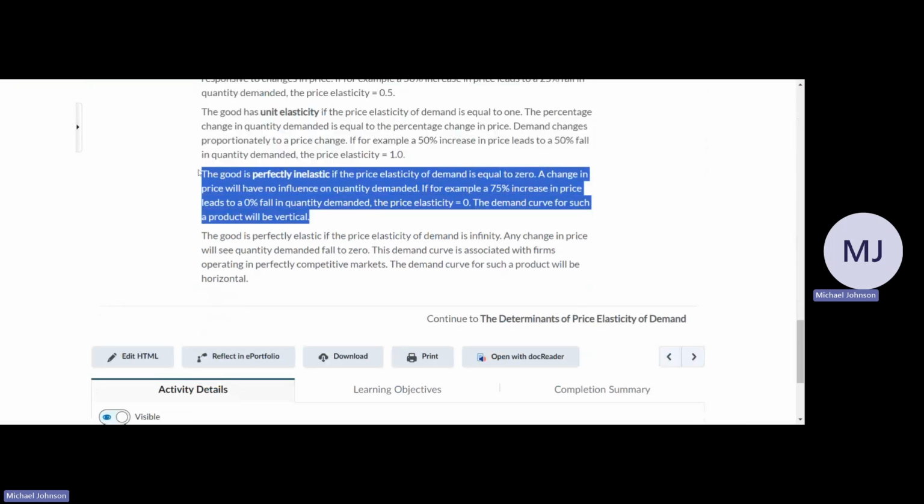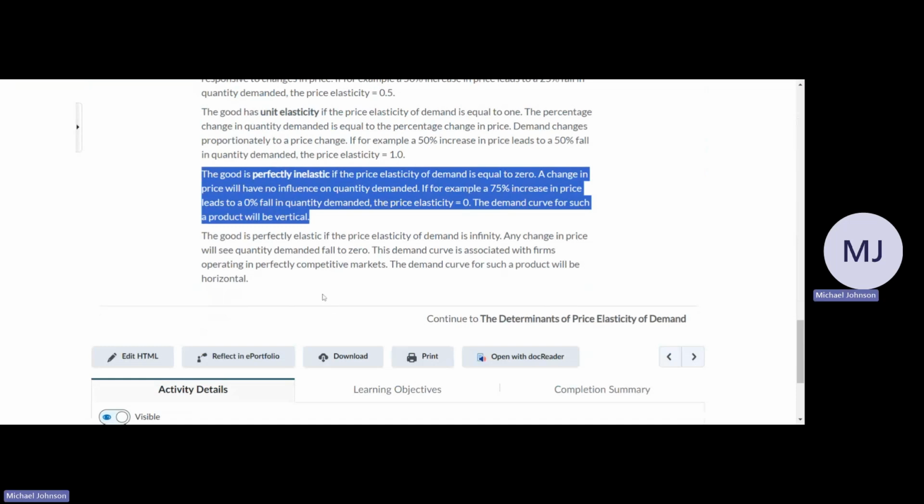Perfectly inelastic is if the price elasticity of demand is equal to 0. So a change in price will have no influence on quantity demanded. So it's impossible to find an exact example of this, but the closest example to this would probably be healthcare or groceries, because you need them to survive. So no matter the price it is, you're going to have to pay for it.